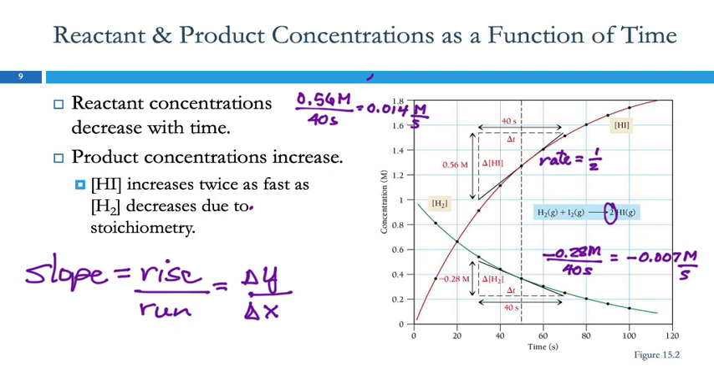Well, this is getting very messy. 1/2 of 0.014 molarity per second, which would be 0.007 molarity per second. Down here, this one's negative because it's decreasing, but we always express rates as a positive, just like we always express speed as a positive. So here, the rate, because this is a reactant, is negative times 0.07. And so that rate is also 0.007 molarity per second.